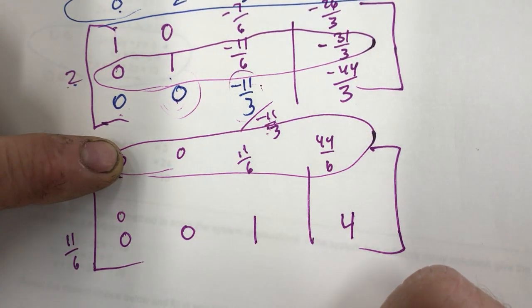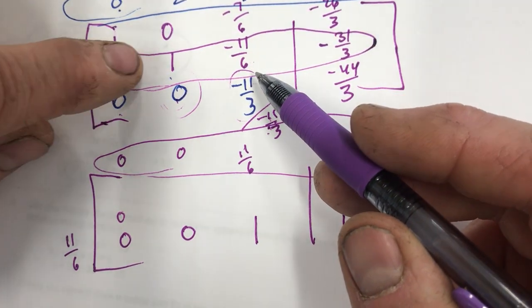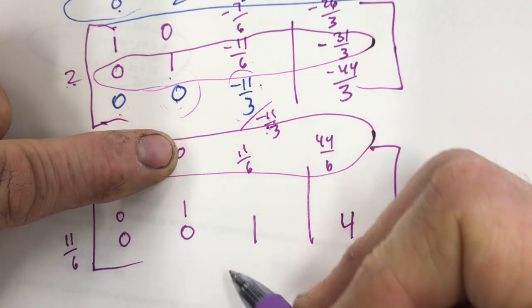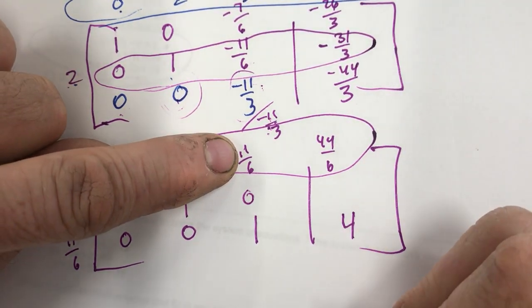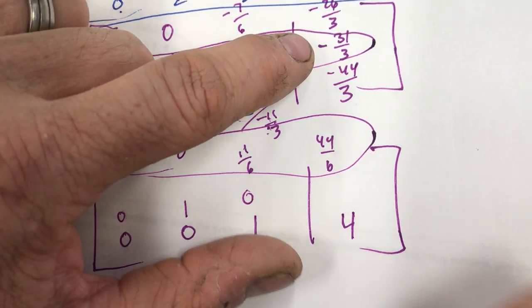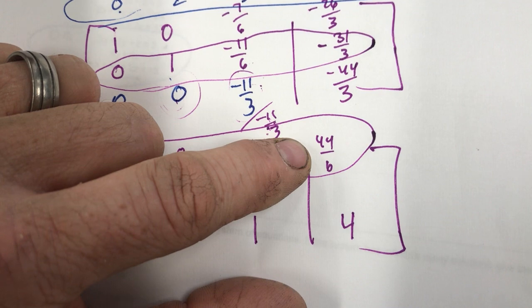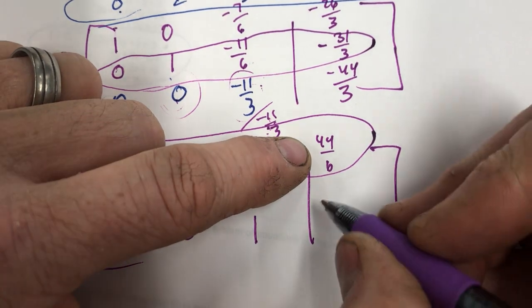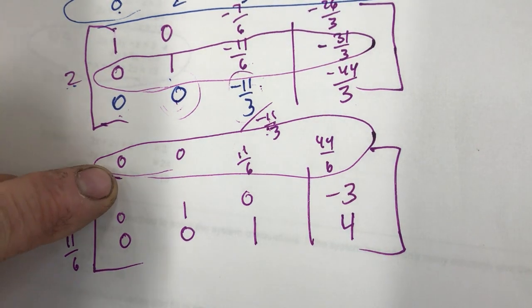Okay. Am I doing the right one? 11 6, yeah. 1 plus 0 is 1. Negative 11 6 plus positive 11 6 is 0. And then negative 31 thirds plus 44 6 is negative 3. There we go. And now I got this one last row here.